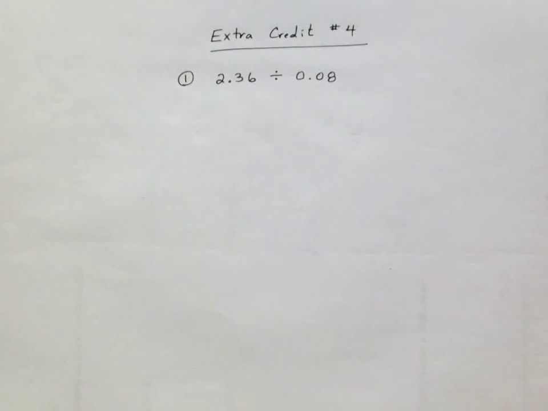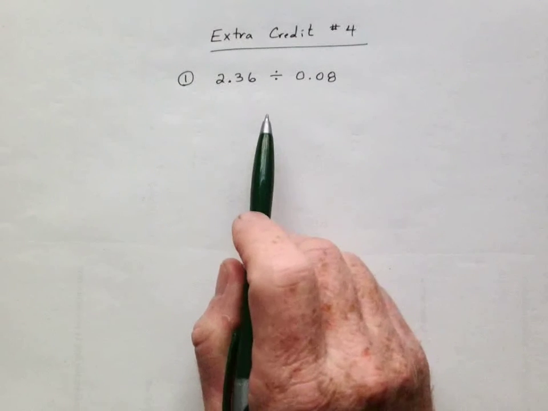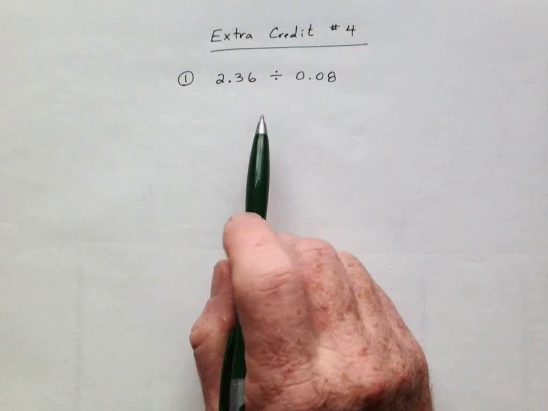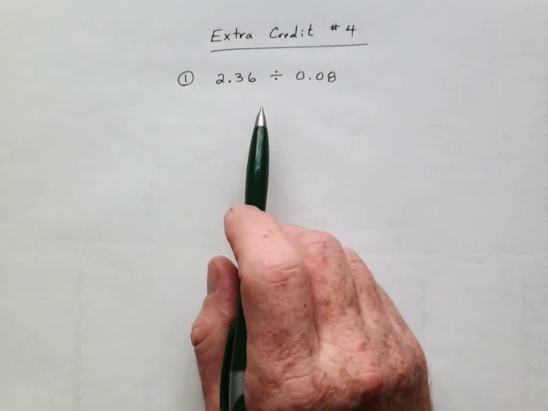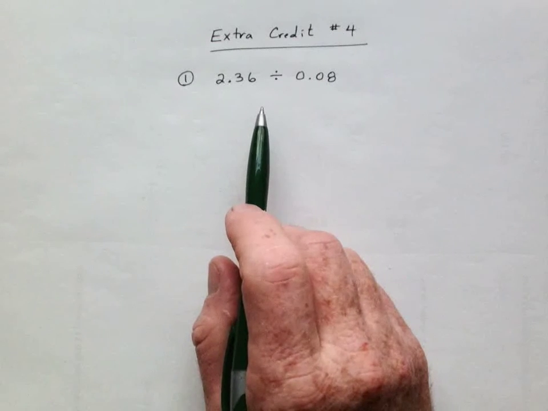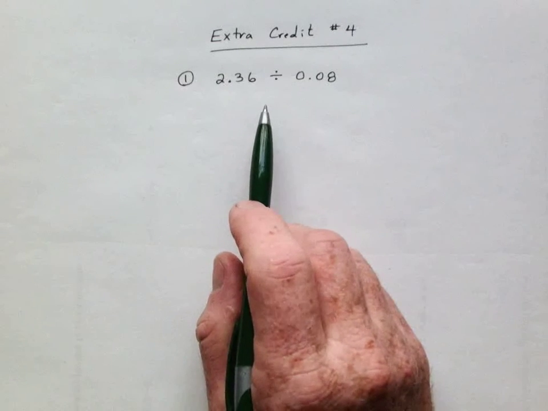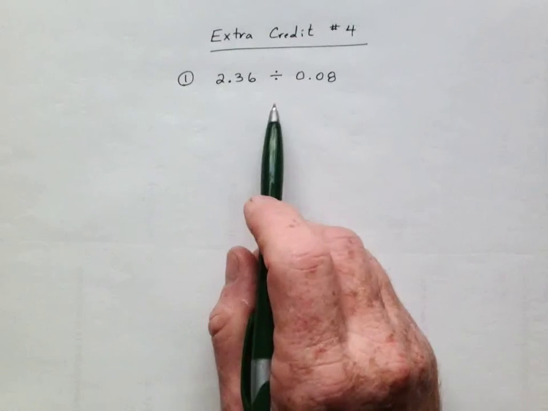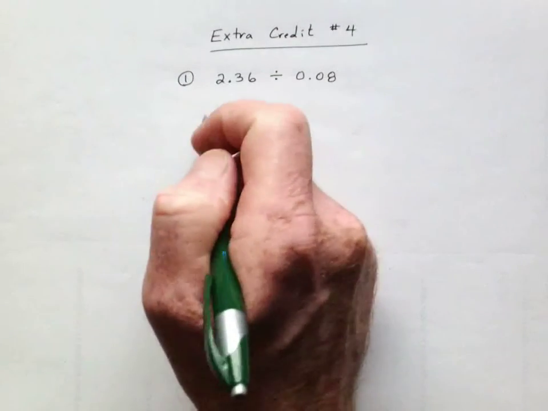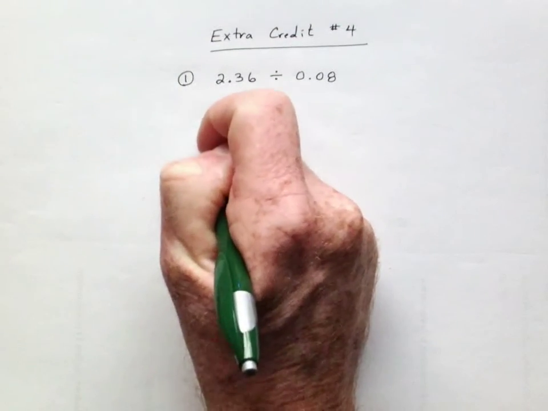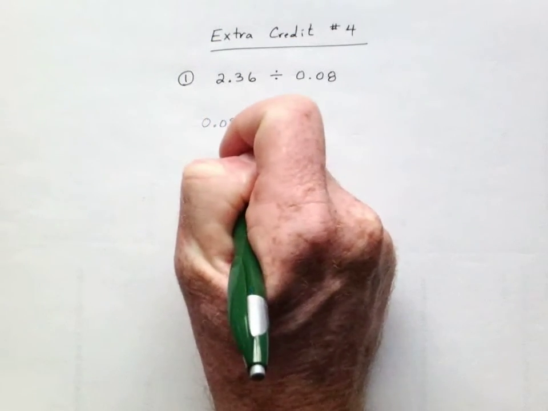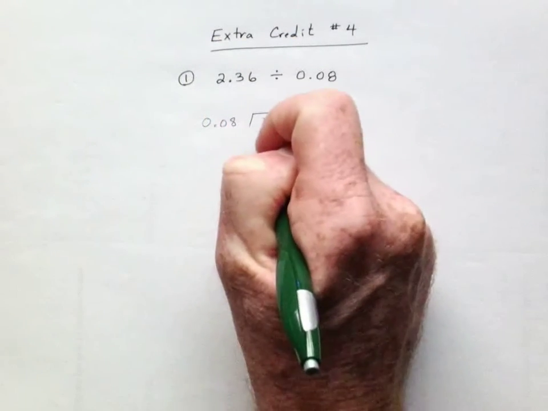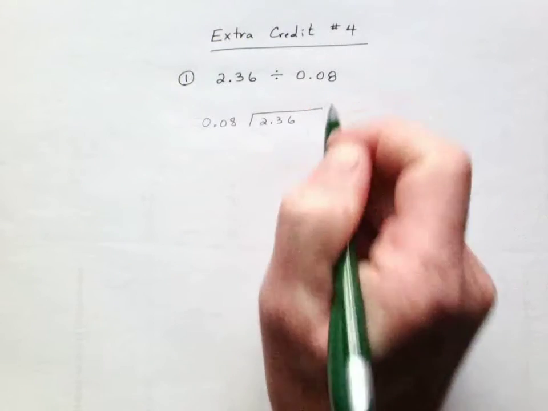Well, here we go for extra credit number 4 in Perkins Math 201. Some of these are going to be what we've been doing recently, and some are a little bit of review, but it's all good because we've got a midterm coming up, so it's all going to be worthwhile. So with this one, I would use the division algorithm where you say take 0.08 and divide it into 2.36.